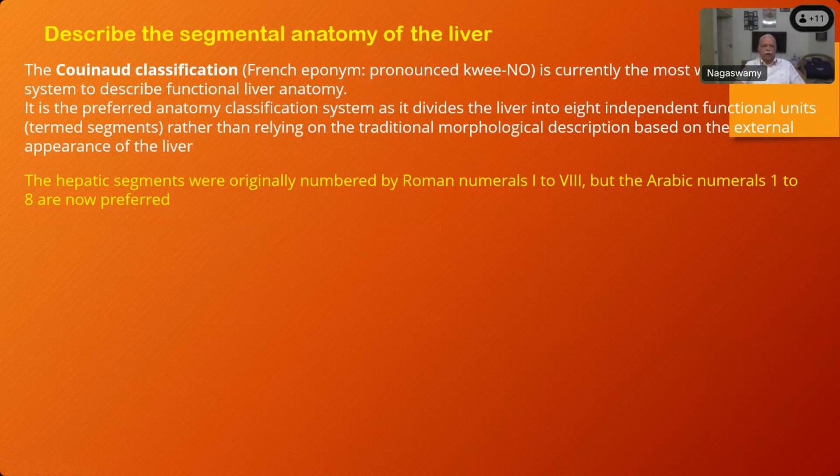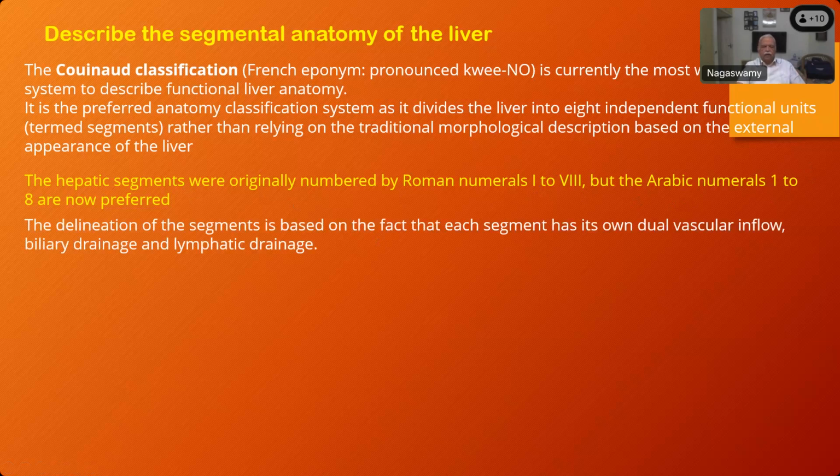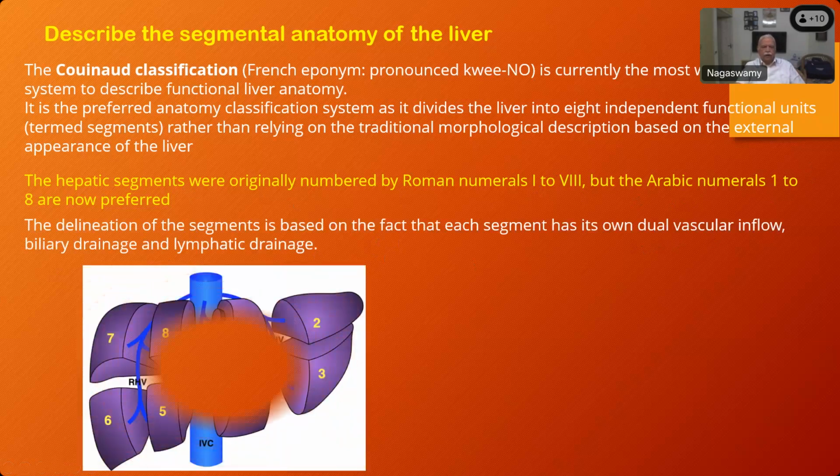That is why if you take it out and fix it in somebody else, it can function like a normal liver. And the hepatic segments were originally numbered by Roman numerals, but now it is in Arabic numerals, 1 to 8. That is what is being used. It is based on the fact that each segment has a dual vascular inflow, biliary drainage, and lymphatic drainage. All these are present in all the 8 segments that we have divided. And this is the picture of how it is divided.